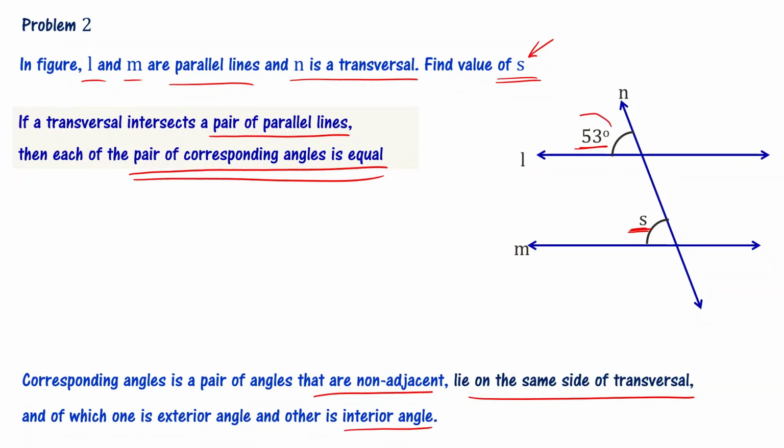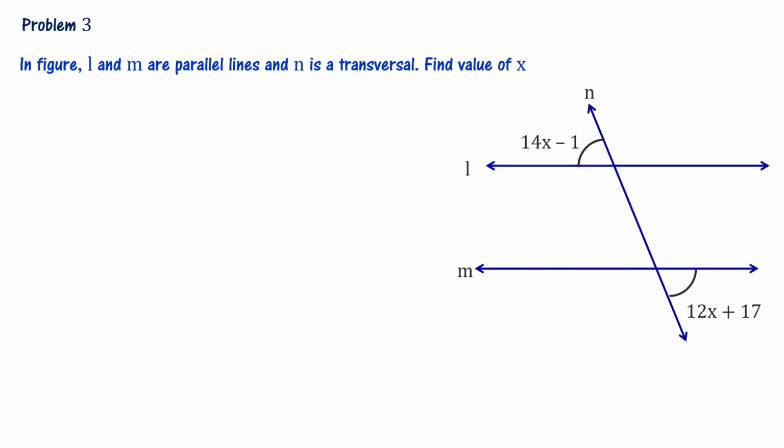If you look, 53 and S are on one side of the transversal, right? Left side of the transversal, and they are non-adjacent. They are not sharing one vertex, and 53 is the exterior angle and S is the interior angle. For that reason you can say that these two are corresponding angles. And what does this theorem say? Corresponding angles are equal. It means S is equal to 53 degrees.